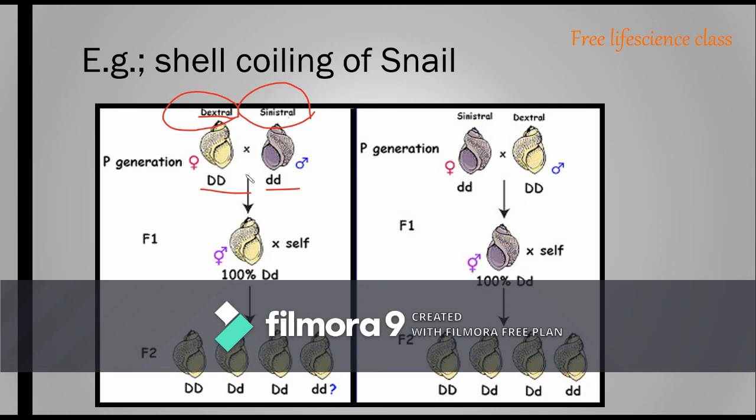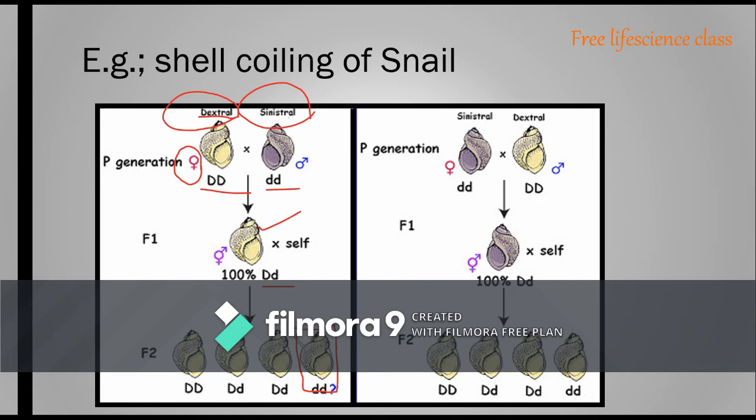When this is crossed, here you see that the female parent is dextral and the male parent is sinistral. Here you get capital D, small d. No doubt that D is dominant, so you will get the dextral type. When you self this F1 generation, you will get 1 capital D capital D, 2 capital D small d, and 1 small d small d. You just look into this picture. What can you see? You can see a dextral type.